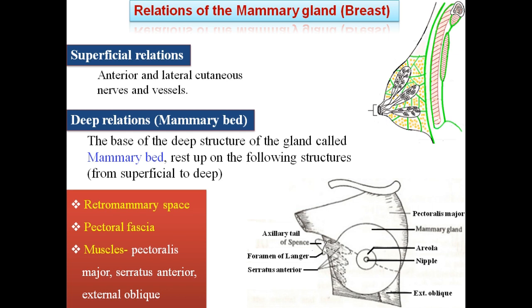From superficial to deep, there is a small space between the base of the gland and the pectoralis fascia. This space is called the retromammary space. Clinically, this space is very important. Further, there are the pectoralis fascia, pectoralis major muscle, then serratus anterior and external oblique muscle, and these are the relations concerned with the mammary bed.